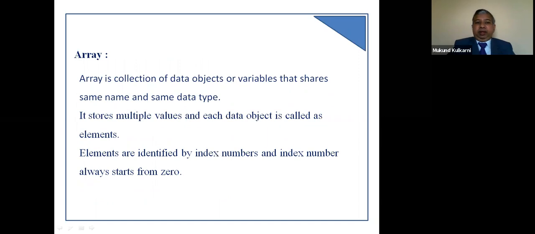Array. Array is a collection of data objects or variables that shares same name and same data type. It uses only homogeneous type of values. It stores multiple values, and each data object is called as elements. Elements are identified by index numbers, and index numbers always start from 0. To access first element in array, we can use 0 index number along with array name.